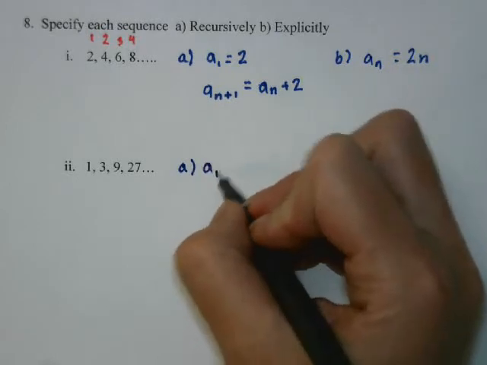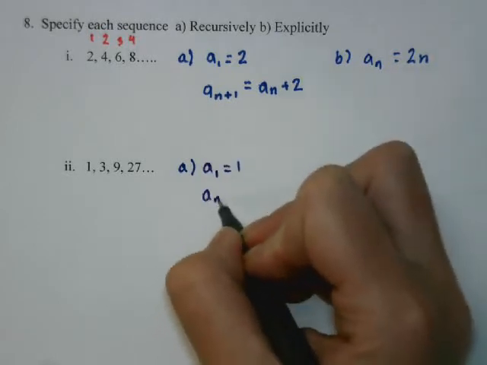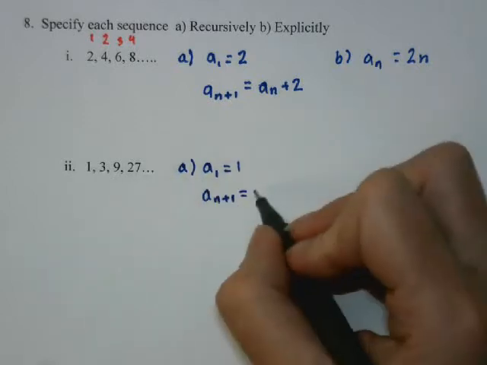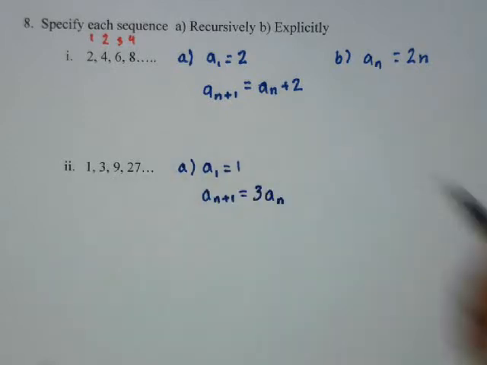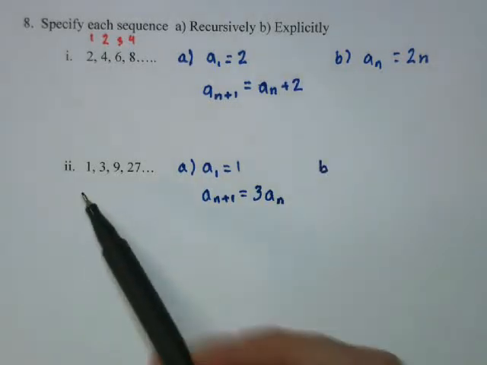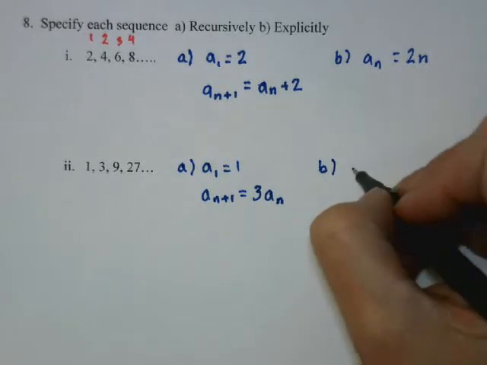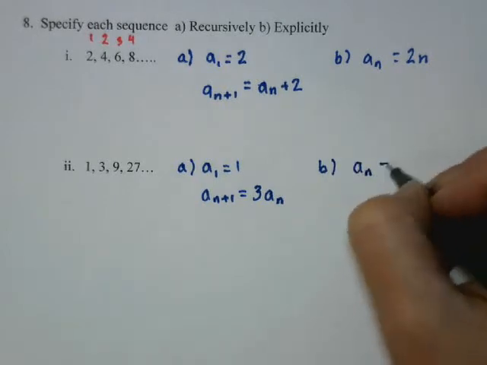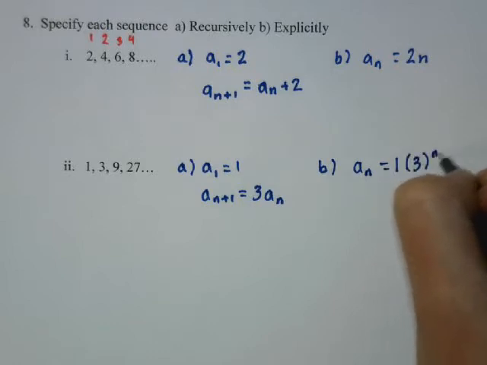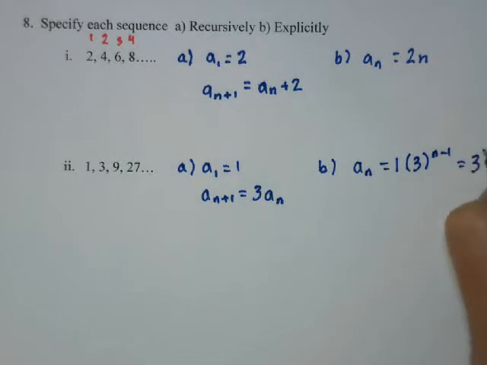For this next one, recursively, A1 is 1, and to get to the next term, I'm multiplying by 3. So 3an. Explicitly, this is a geometric sequence with my A1 being 1. So this would be 1 times my common ratio, 3, to the n minus 1, which would just be 3 to the n minus 1.